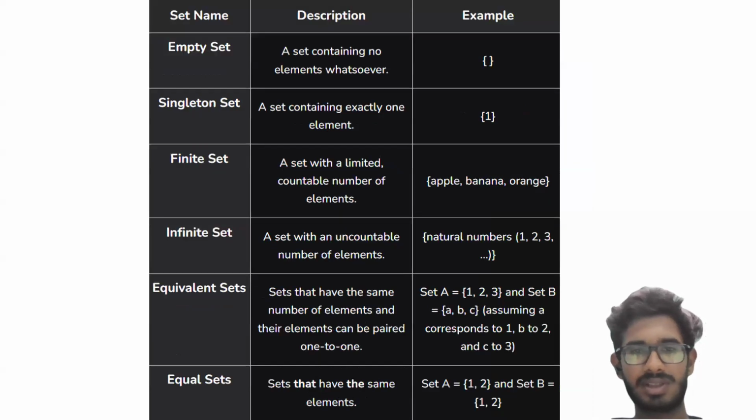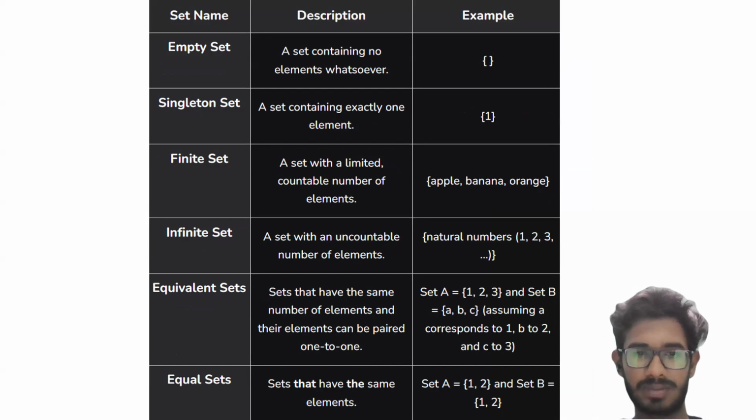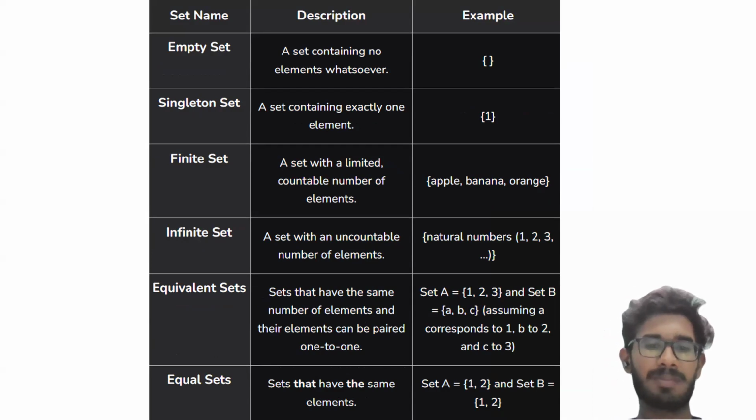Finite set. A set with a limited, countable number of elements. Infinite set. A set with an uncountable number of elements, like natural numbers. Those are infinite in nature. We cannot count those. Equivalent sets. Sets that have the same number of elements and their elements can be paired one to one.